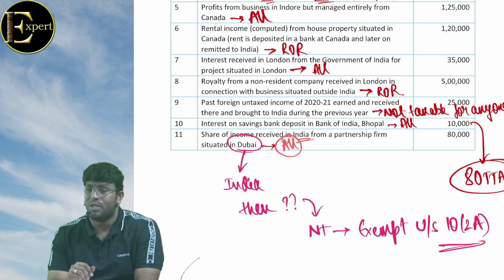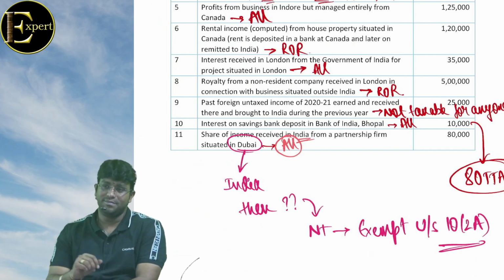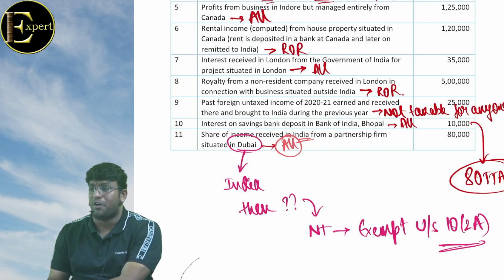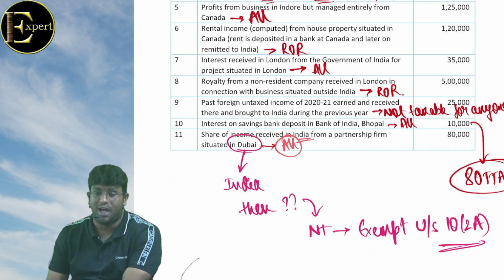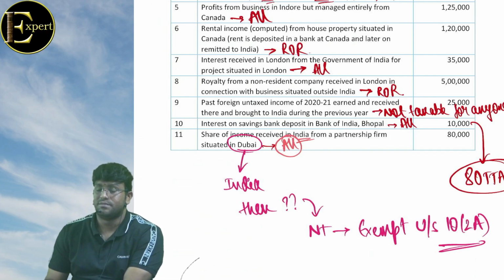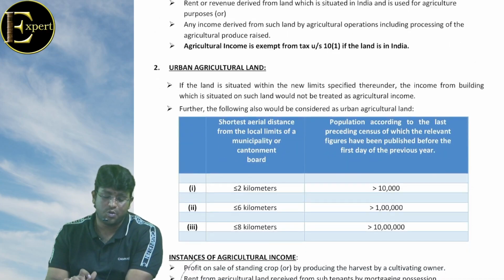Clear? What is 10(7)? Allowances paid by government of India to Indian citizens working outside India is exempt. Clear, no? That's it. That's about this question.